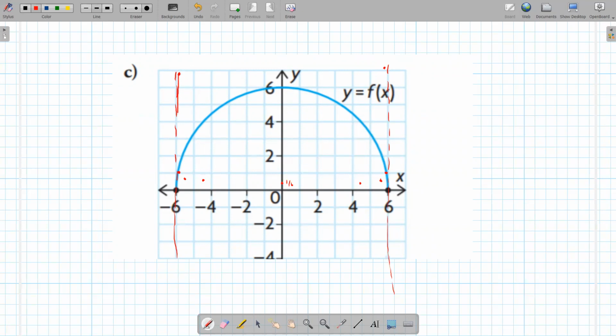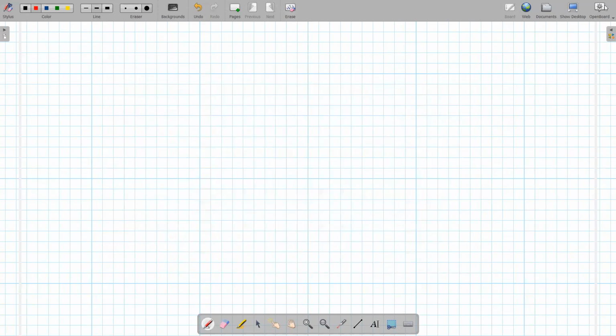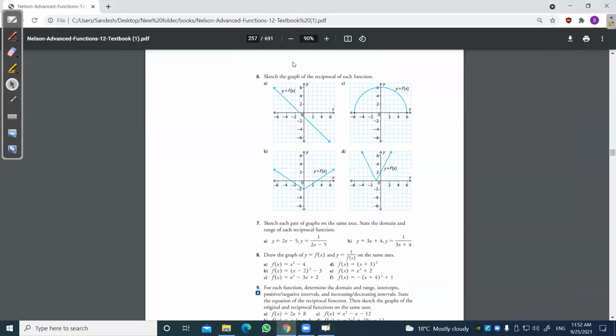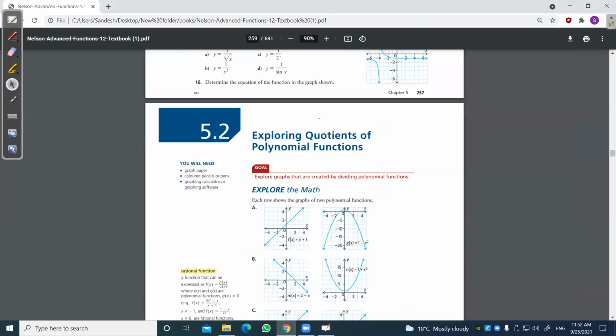We just connect the dots. It's not going to cross the asymptote. It's going to look something like that. All right, it's not that bad. Just do it a few points at a time and it should be pretty simple.